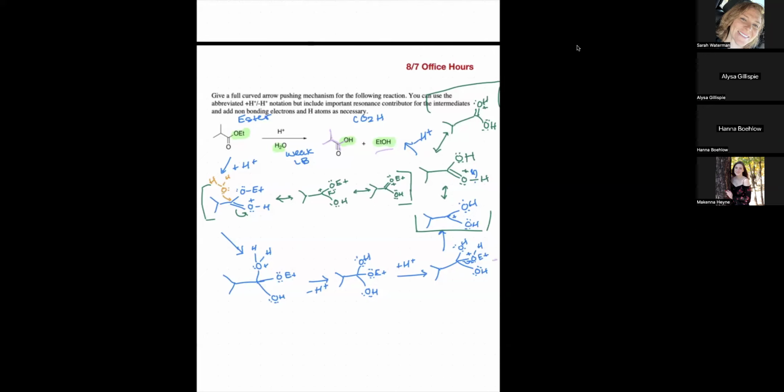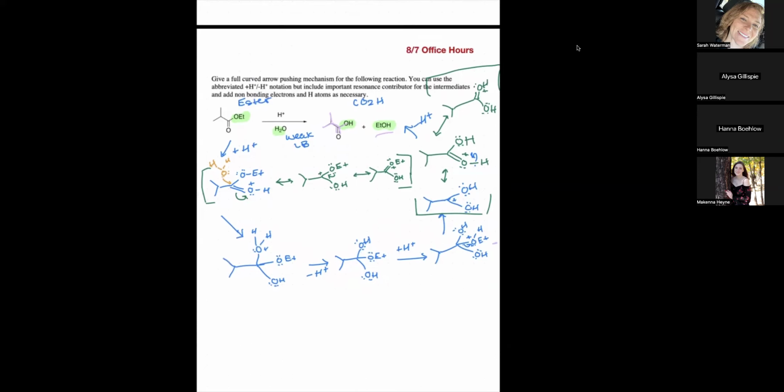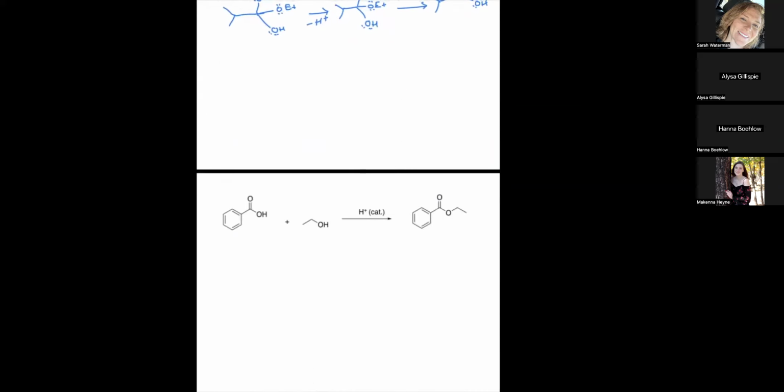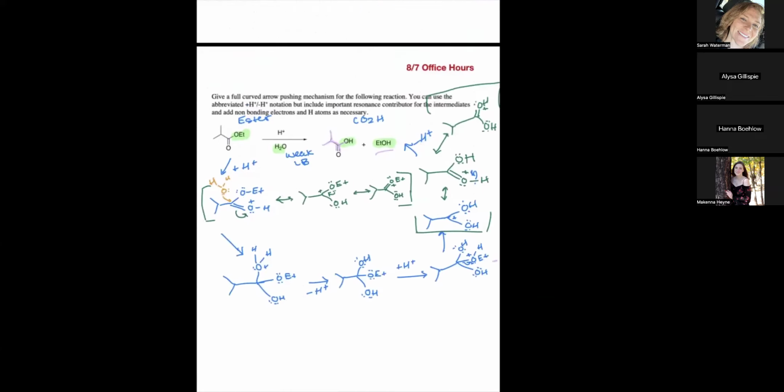Does anybody have any questions about that so far? If not, then with this one, we're basically just doing the opposite, right? We're starting with a carboxylic acid and we're ending with an ester. So we're just doing it in the opposite direction. And this is an ethyl, right? So EtOH. That's exactly what we just did, so we're just going to do it in the opposite direction.